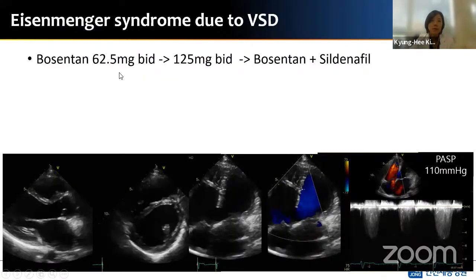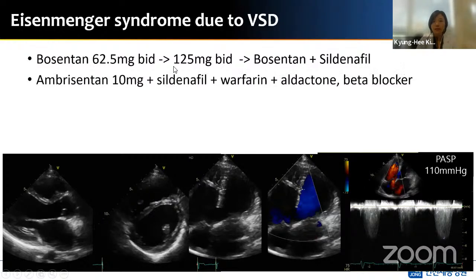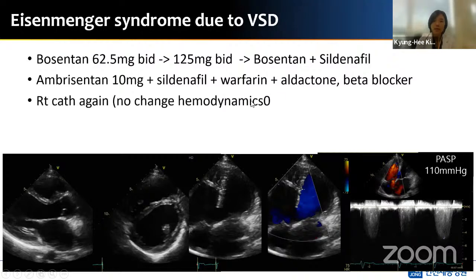So she is a patient with Eisenmenger syndrome due to VSD. At first, we treated with bosentan and then increased the medication. After that, we combined with sildenafil. However, there was some paroxysmal atrial fibrillation, and we needed to add warfarin. So I considered drug-drug interaction, and I changed it to ambrisentan with sildenafil, and also some heart failure medication.